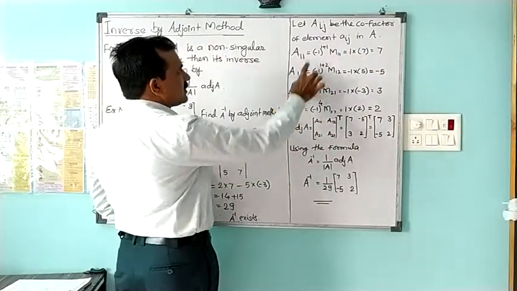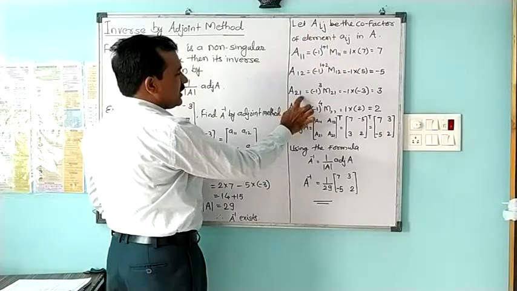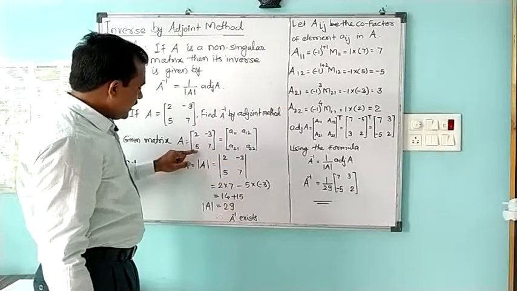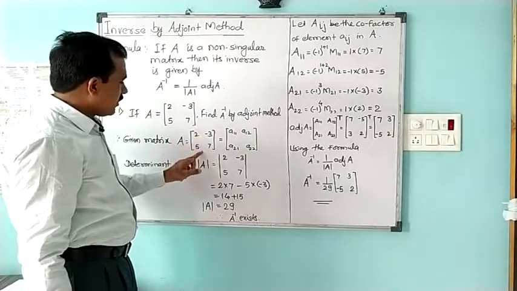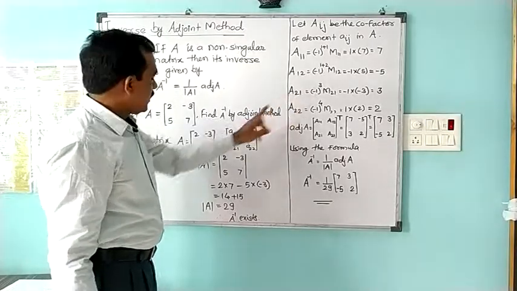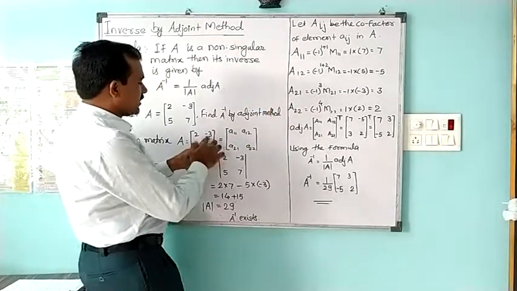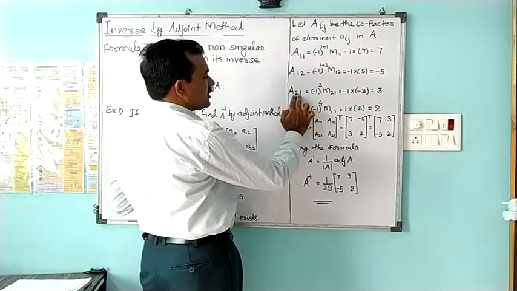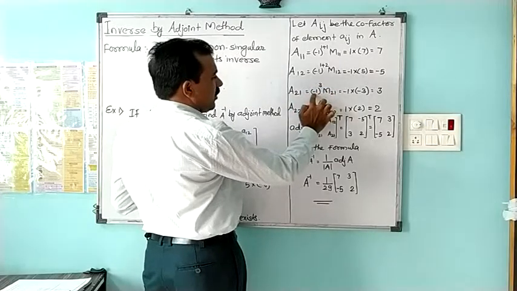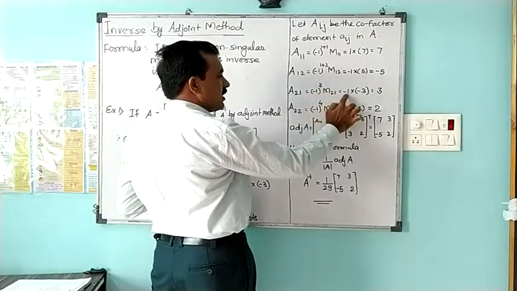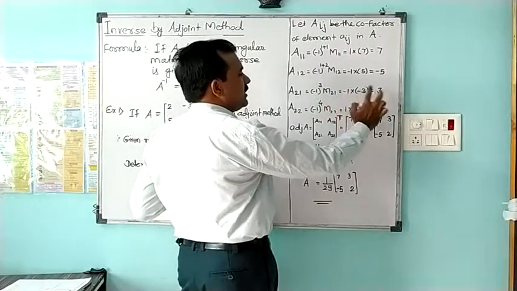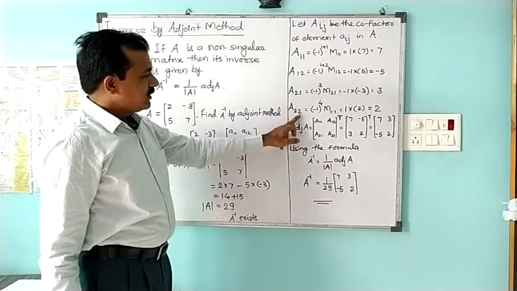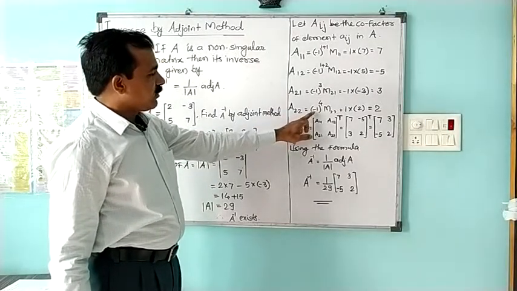The third element, that is cofactor A21, can be evaluated by eliminating second row and first column. The second row, first column elimination gives us the single element, that is -3, and -1 has the sum of these two subscripts, that is 3. The power of -1 is odd, so it gives us the output -1 into -3, so it is +3.